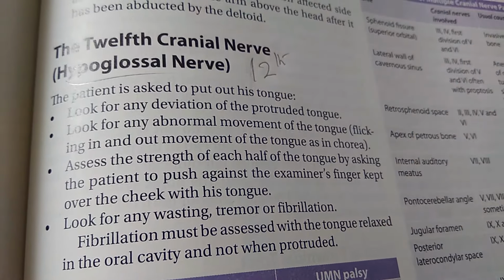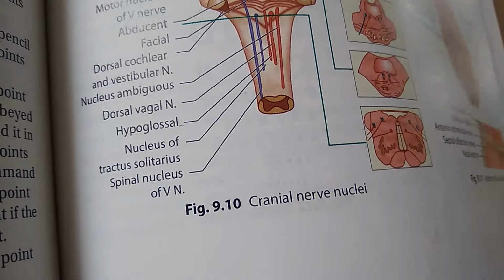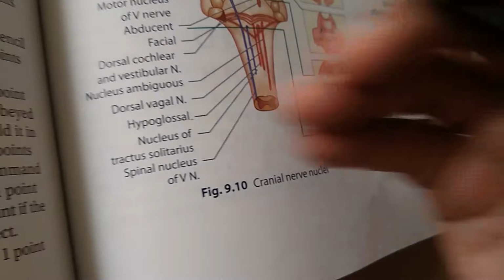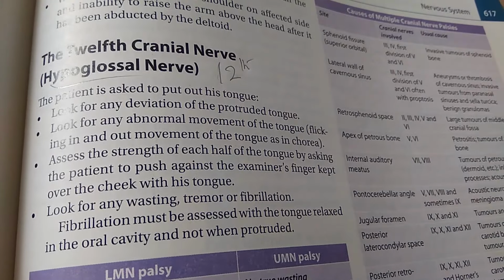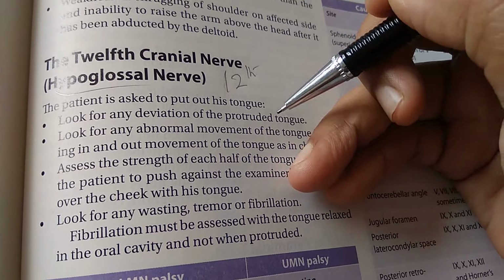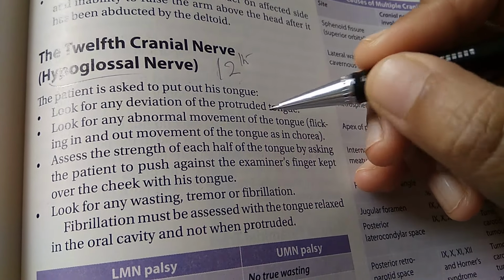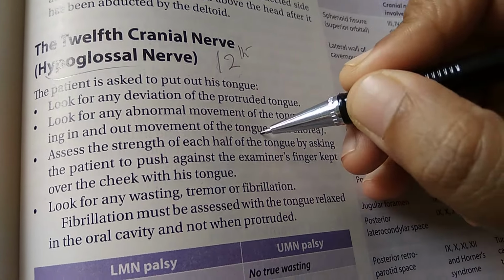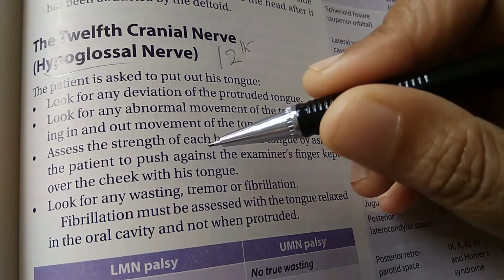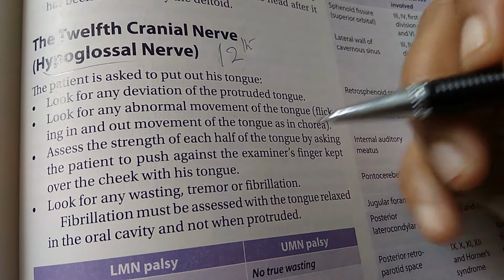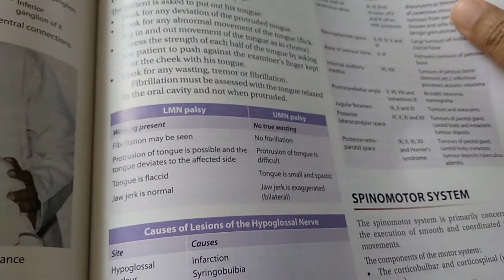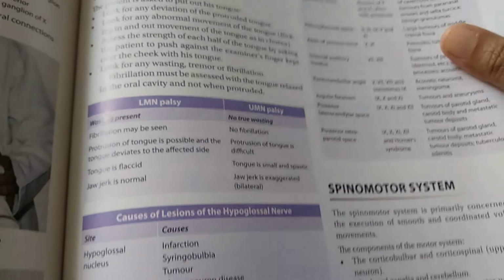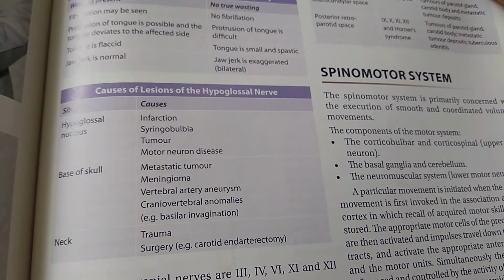So where is this nucleus? Hypoglossal is here. So this is hypoglossal. The hypoglossal, something to do with the tongue, isn't it? Look at this. Look for deviation in the protruded tongue, abnormal movement of tongue. Then each half of the tongue you will assess the strength. For half of tongue. Nice. So there will be again LMN palsy, UMN palsy, for everything it is there, is it?